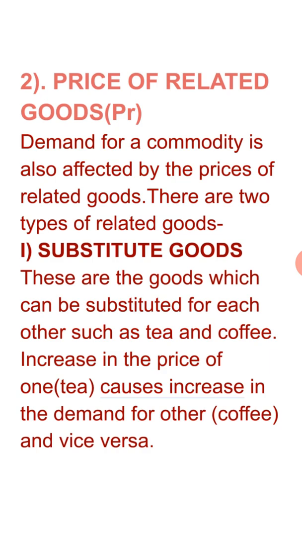Increase in the price of one causes increase in the demand for the other. As soon as the price of tea increases, the demand for coffee will also increase, and vice versa. What is the meaning of vice versa? That means just the opposite of this concept. So in this condition, when the price of one commodity decreases, if the price of tea decreases, the demand for coffee will also decrease. Why? Because now many of the consumers will start consuming tea again. So this is about the substitute goods.